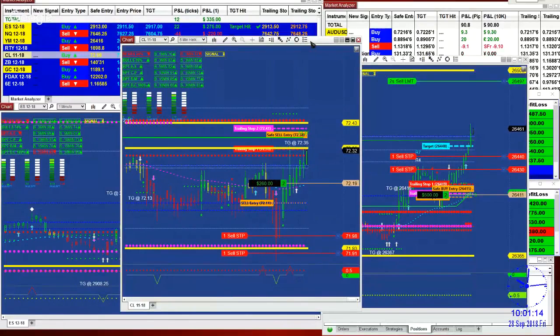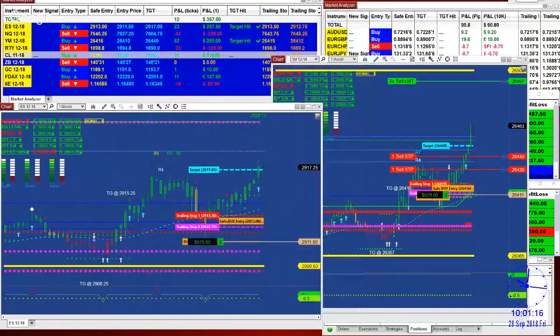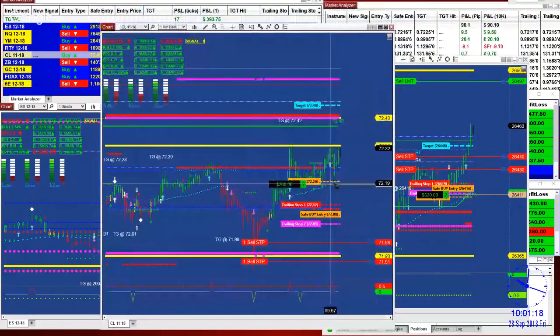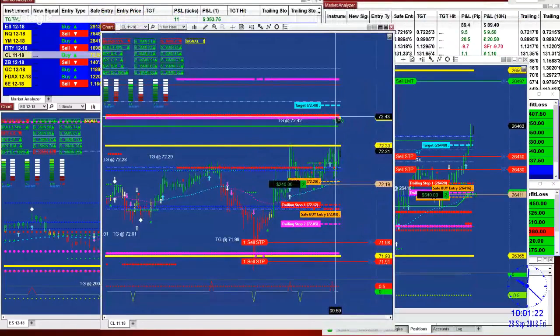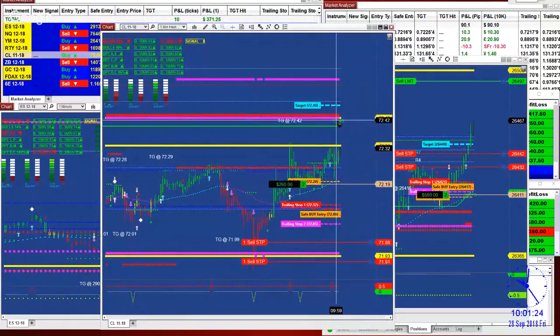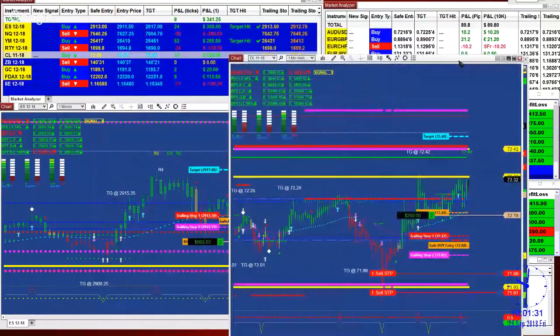I keep taking the 5 minutes. I apologize, guys. This is your 1 minute. And the CL is going to be a problem, if you are trading the 1 minute, at 72.42. This is where your problem is going to happen on the CL.